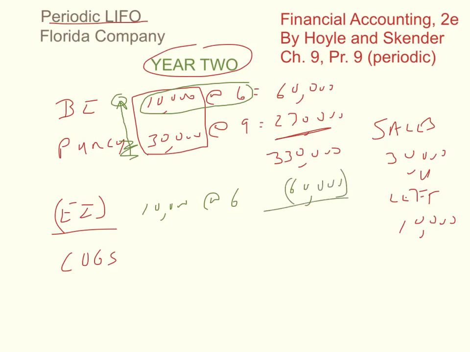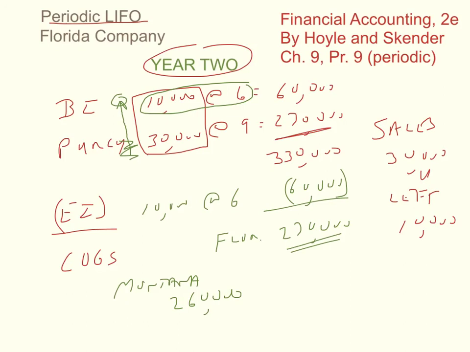That's $60,000. What was your cost of goods sold? Your cost of goods sold was $270,000. Notice that Montana for year 2 had a cost of goods sold of $260,000. Florida has a cost of goods sold of $270,000.